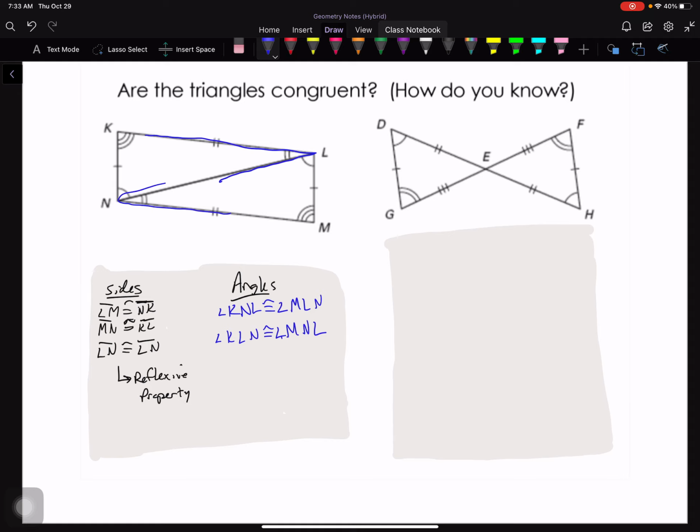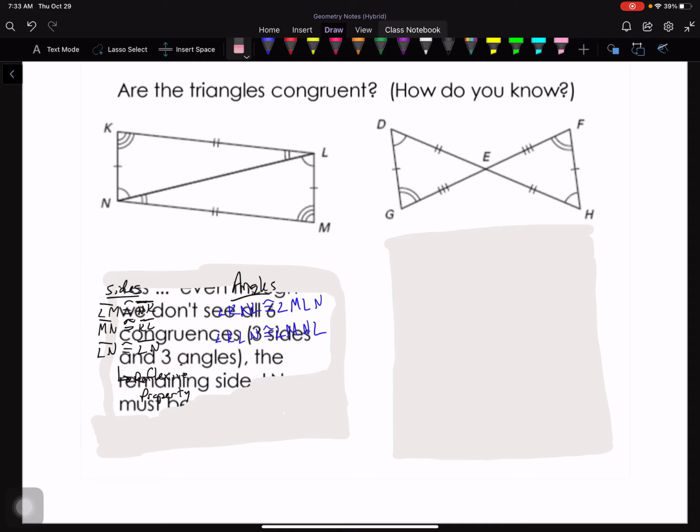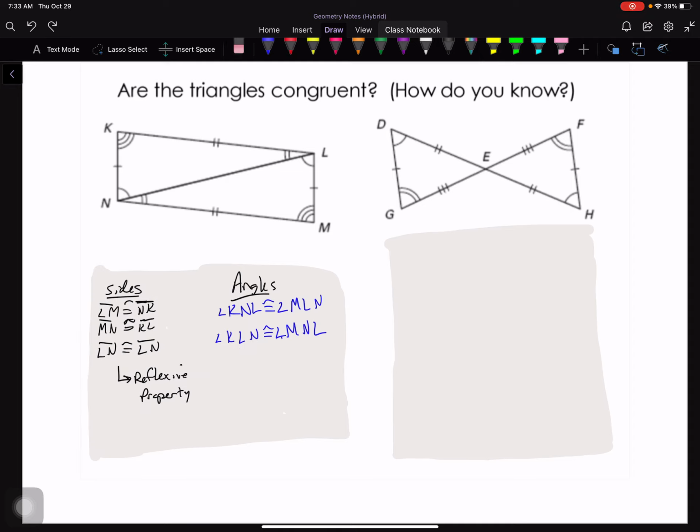And the third one, a little bit easier to see the third one maybe. But we can say angle NKL is congruent to angle LMN. So, therefore, we can say the two triangles are congruent.